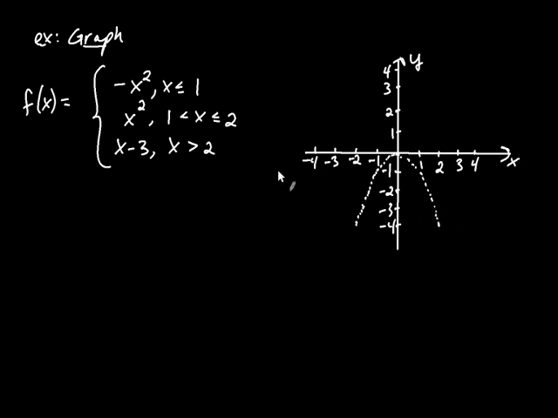Okay, and that's the graph of negative x squared. But where do we want that? Well, we only want it for when x is less than or equal to 1. Well, here's 1, which means that we only want this part of the graph, because that's the only part that applies for when x is less than or equal to 1. That is, we don't want this branch of the parabola we just graphed.